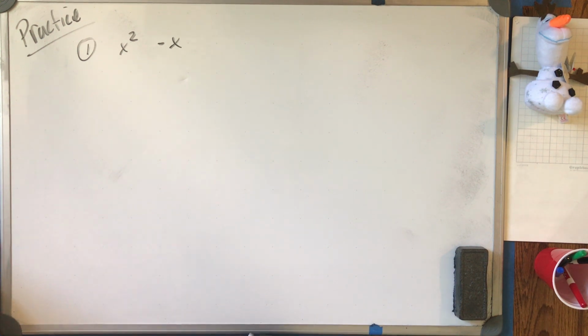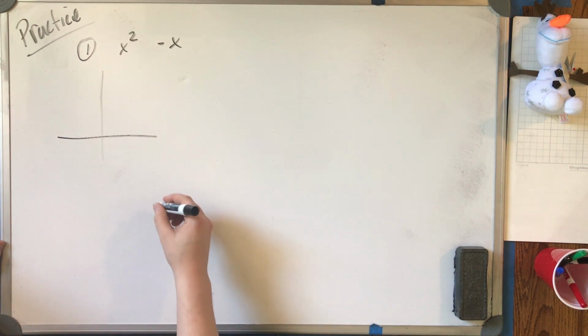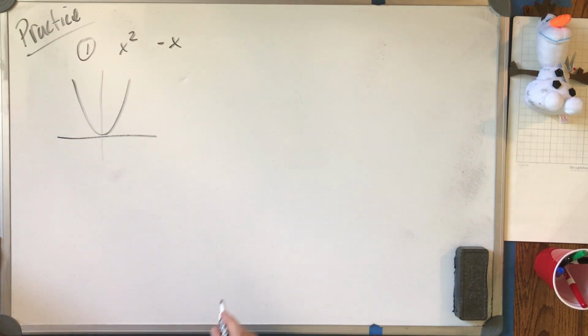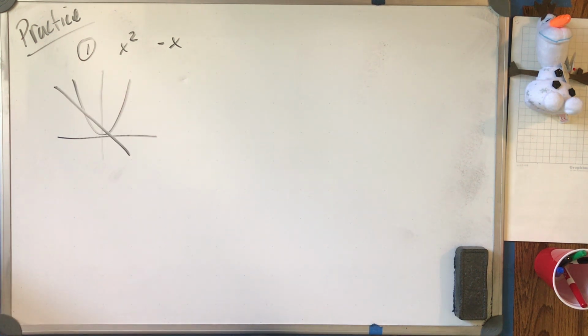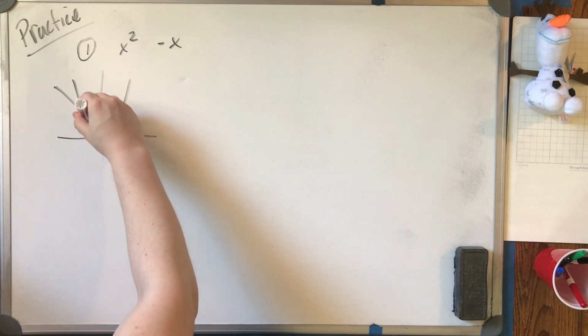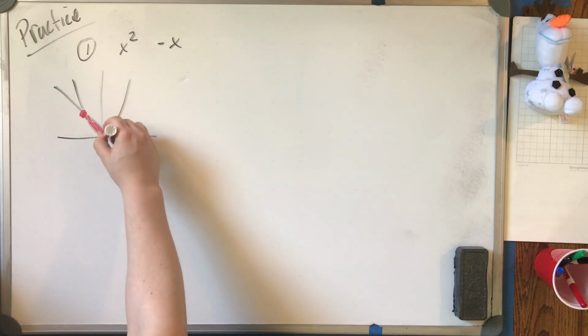For practice number 1, we're trying to find the area between x squared and negative x. So I'm just going to sketch a really quick graph of this. Here is x squared, and then I have negative x coming like this. So I have this really tiny region that's difficult for us to see when we're graphing it by hand, but it's right here, okay?